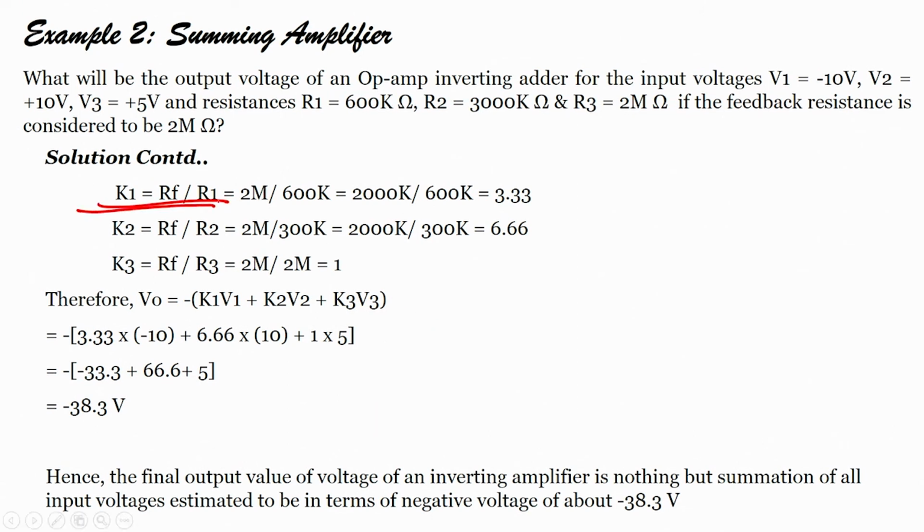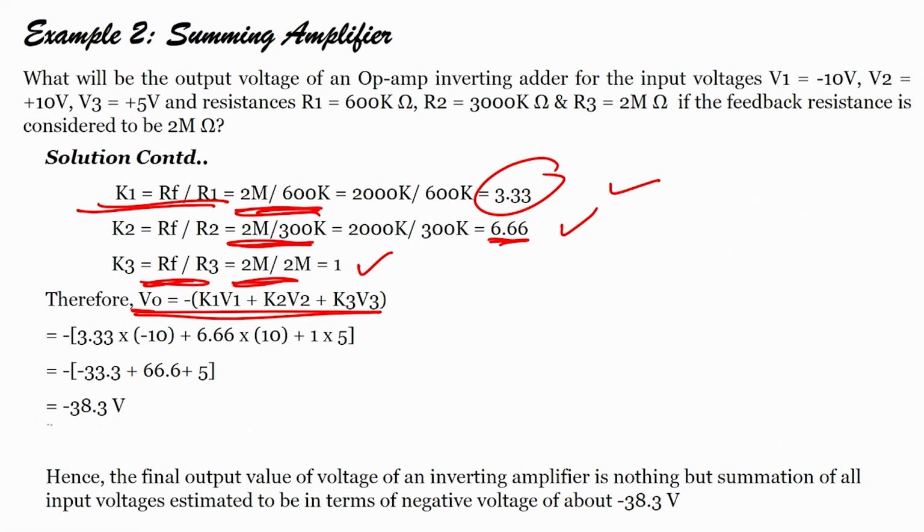K1 is nothing but RF by R1. So, if I substitute values, 2 mega ohm by 600 kilo ohm, I will have 3.33, which is my RF by R1 or K1. Same way, for K2, that is RF by R2, 2 mega ohm divided by 300 kilo ohm, I will have 6.66. And then finally, for K3, RF by R3, 2 mega ohm by 2 mega ohm is 1. So, I have now 3 values. If I substitute those values in this equation, what will I have? VO equals minus 38.3 volts.